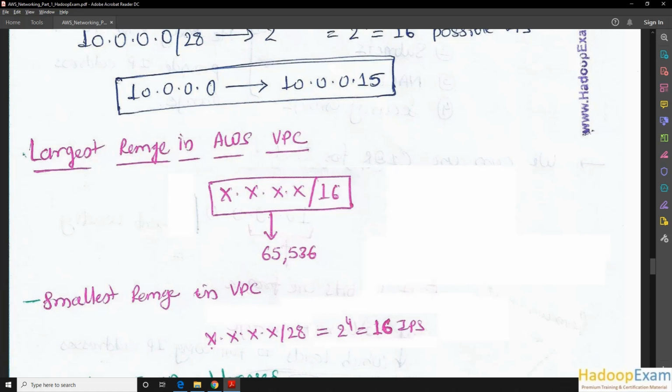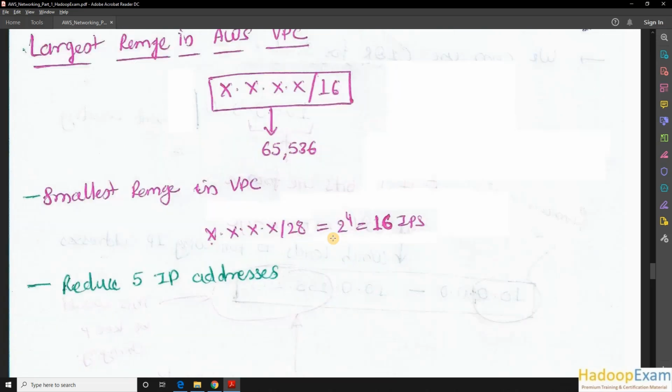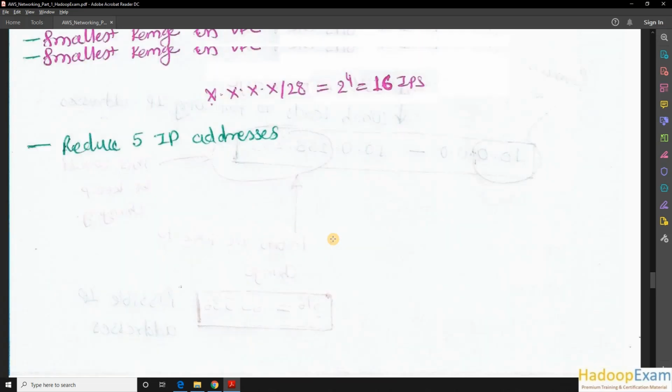So if you create a network with the /28 IP range, you can have 11 systems in that network, not more than that, because the 5 IPs go to Amazon Web Services and the remaining 11 IPs you can use in that network. So this is what you have to remember.